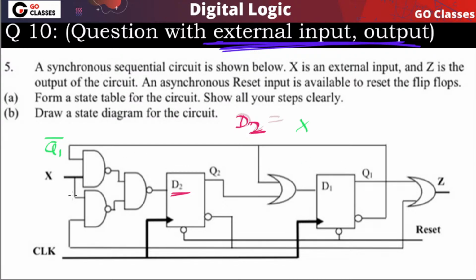This is Q1 bar, and you can see this is your Q2 bar. So I can say X Q1 bar or X Q2 bar. This will be your D2. So your D2 will actually be X Q1 bar or X Q2 bar. Is this clear? X Q1 bar or X Q2 bar. This is your D2.